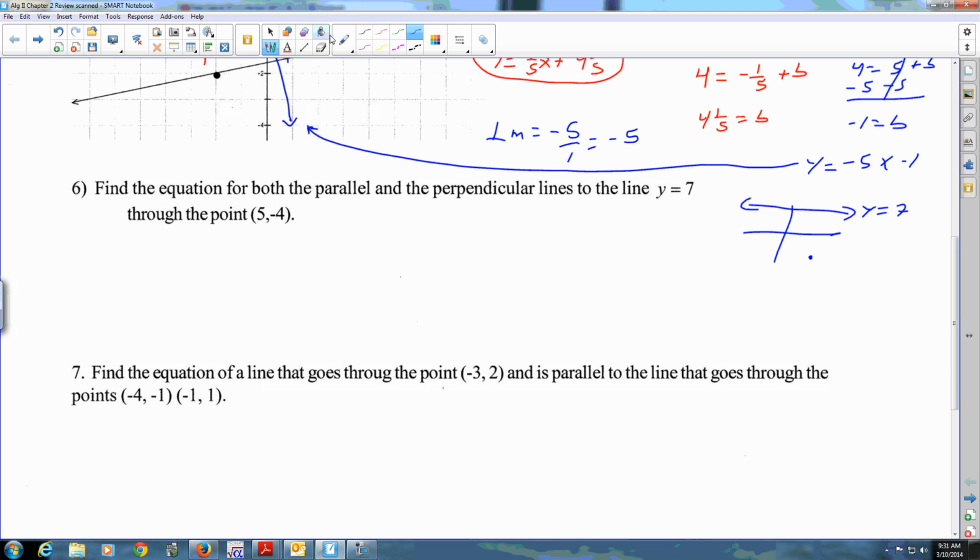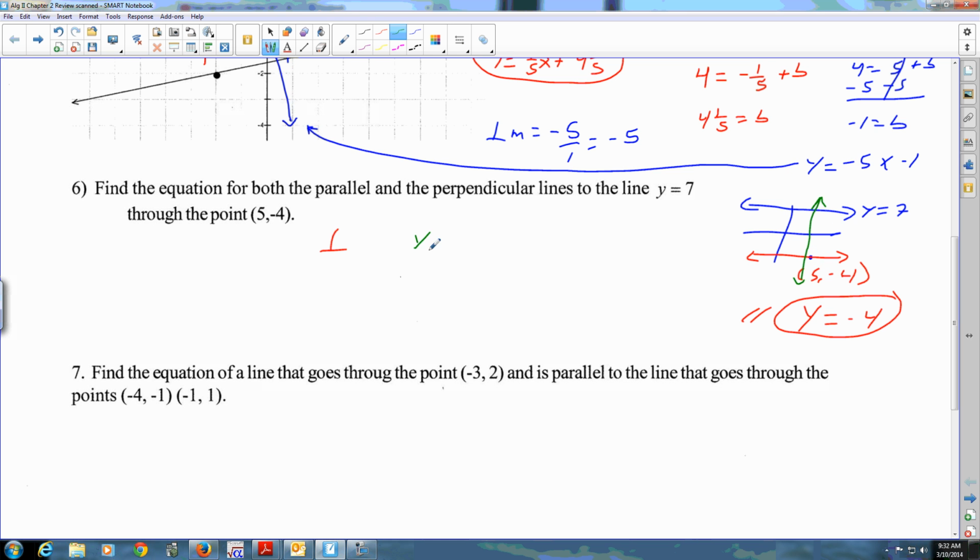I want the equation for a line that's parallel to it. Well, it also is just crossing the y-axis, and it's going through the point 5, negative 4. So the equation of that line is y is equal to negative 4. That's the parallel line. The perpendicular line is going to be, since I've already used blue to draw the graph, how about this one? Whoops, I missed it. Sorry, I missed it. It's a vertical line going through that point.